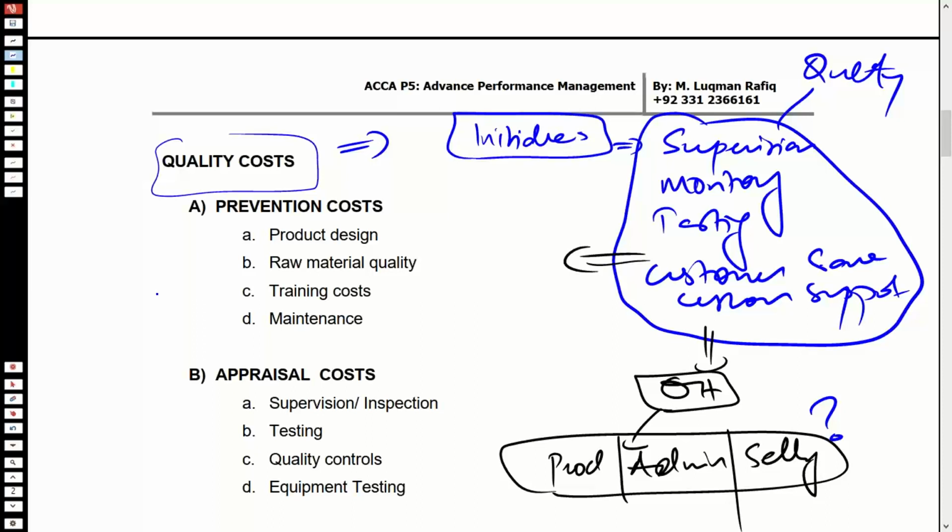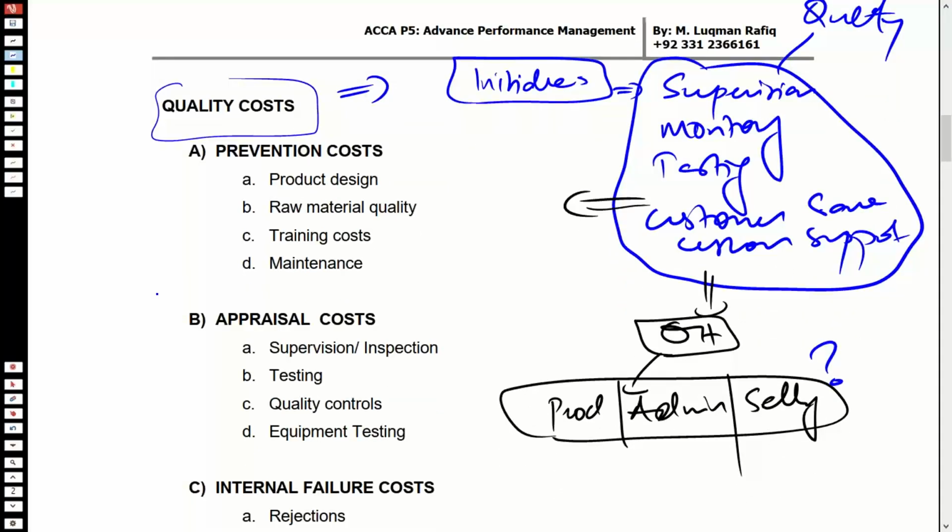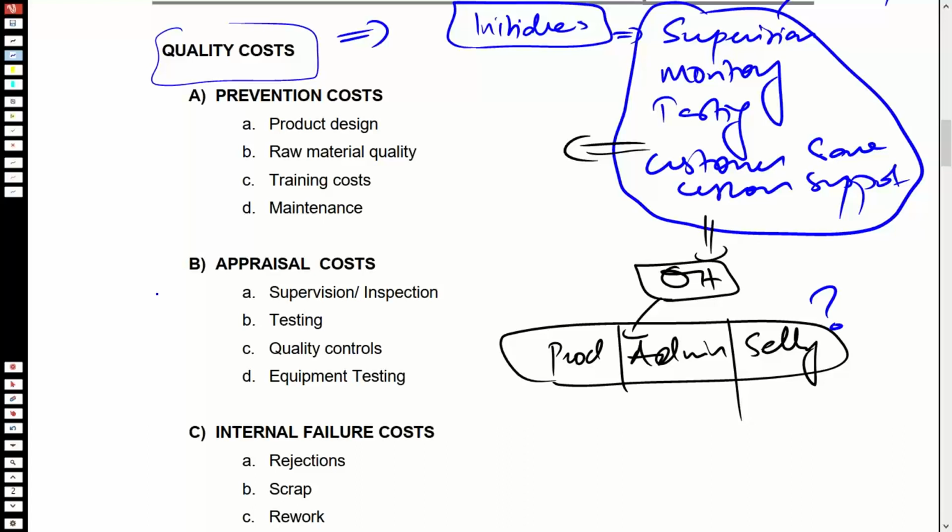When we talk about the concept of the identification of quality cost, try to understand: if you have a business where you are able to identify the quality cost, you would actually know what the area, what the aspect of the business is where we are incurring these costs.